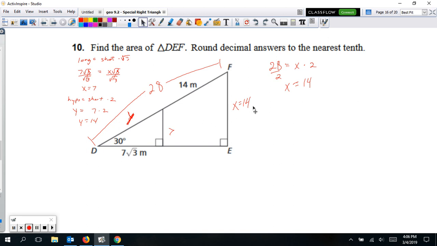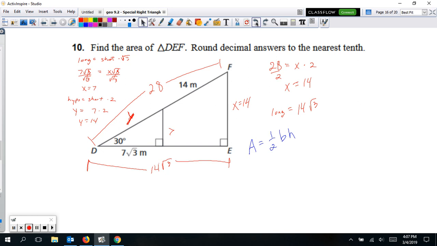So if we know the short leg is 14, the long leg is just going to be 14 times the square root of 3. The long leg is the short one times the square root of 3. So 14 times the square root of 3 is from D to E, and there's that. Now that we know that, our base is 14 square root of 3 and our height is 14, so we can find the area of this whole triangle with the area formula.